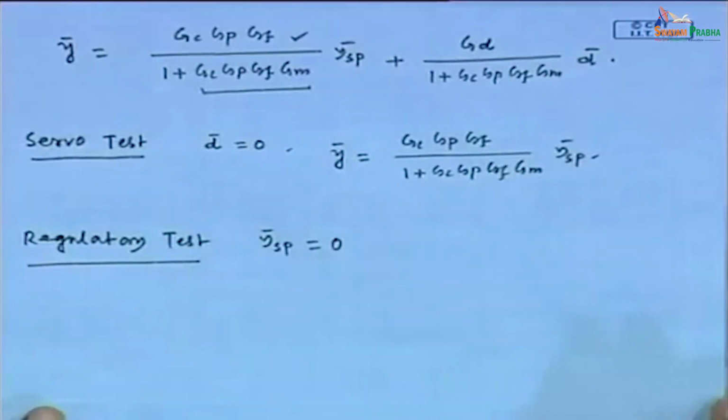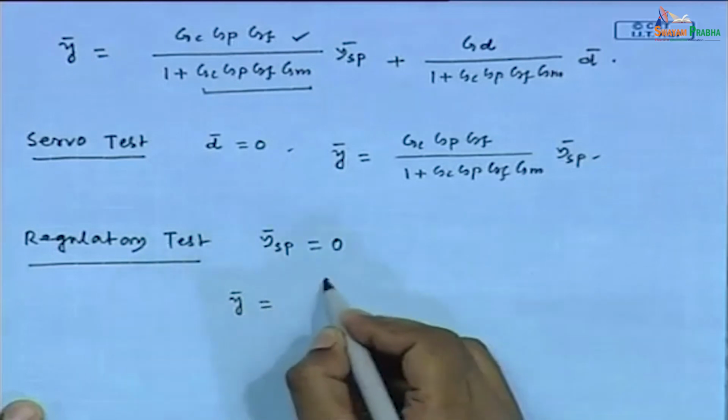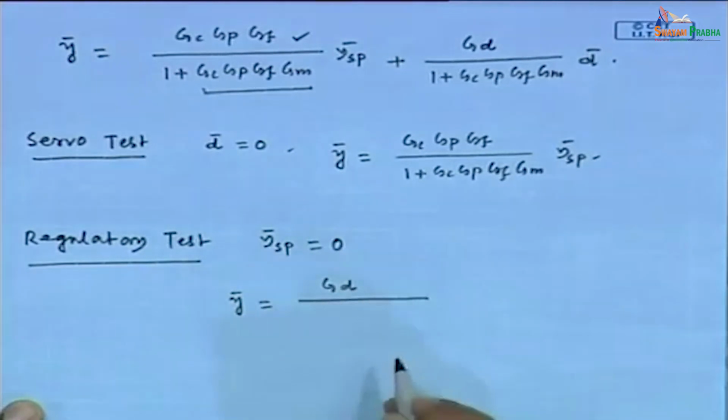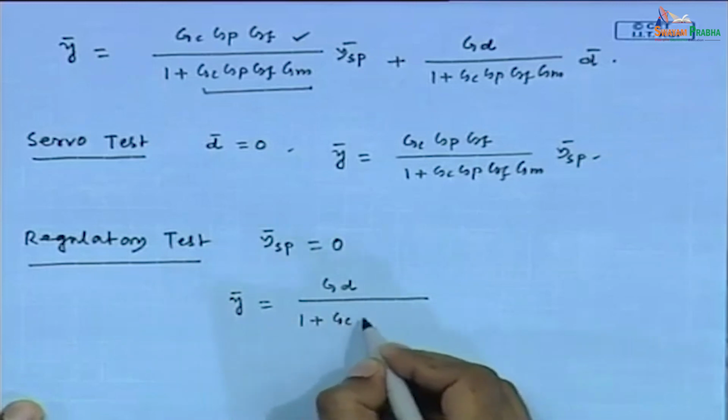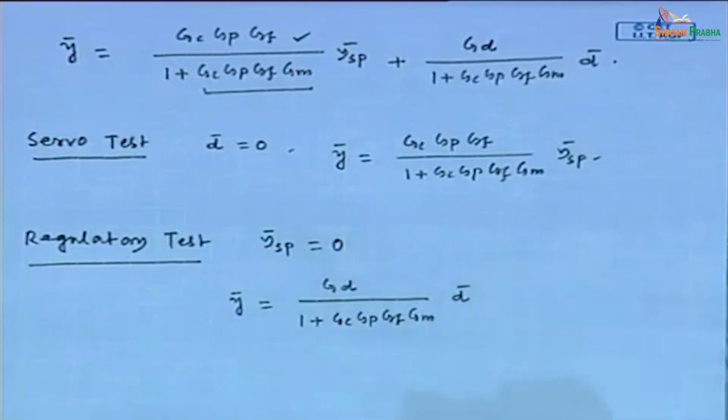The regulatory test is conducted by considering no change in the set point. That means y set point bar equals 0. Accordingly, the closed loop transfer function becomes y bar equals GD divided by 1 plus GC GP GF GM, times d bar. So, this is the closed loop transfer function for the case of the regulatory problem.